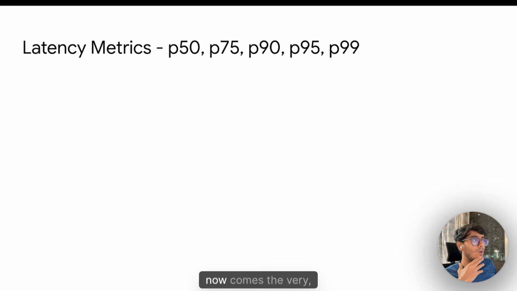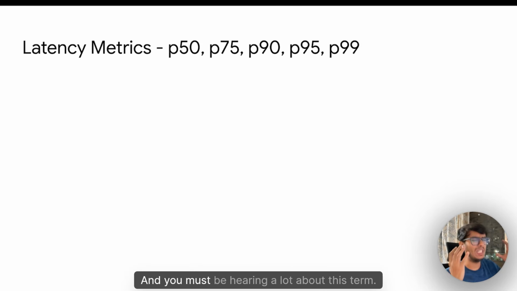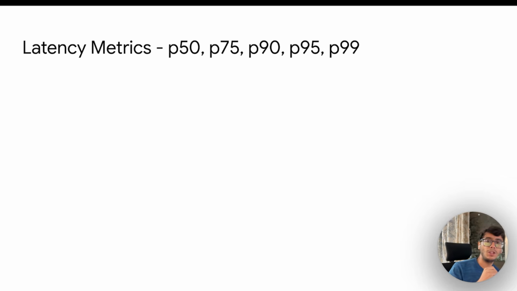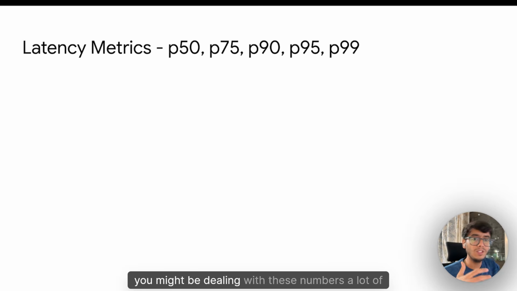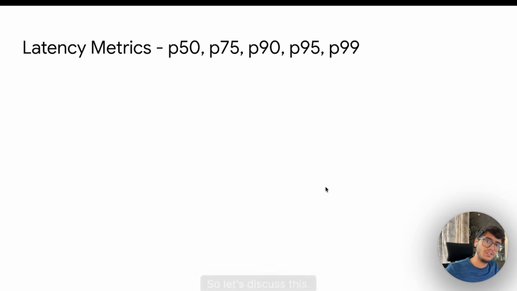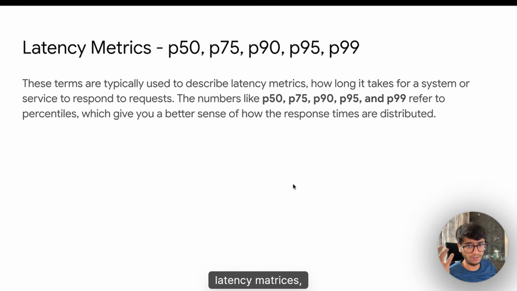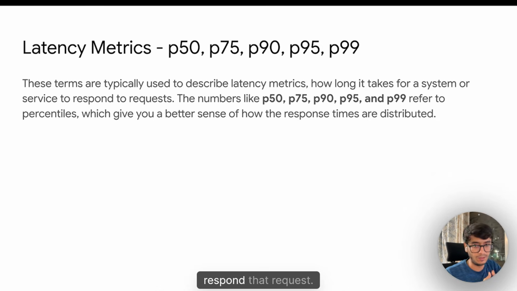Okay. Now comes the very important concept. It's called latency metrics, and you must be hearing a lot about this term, like what is P50, what's P90, what's P99 for this particular API during observability. I mean, in a company, you might be dealing with these numbers a lot of the time. So let's discuss this. These terms are typically used to describe latency metrics, how long it takes for a system or service to respond to a request.